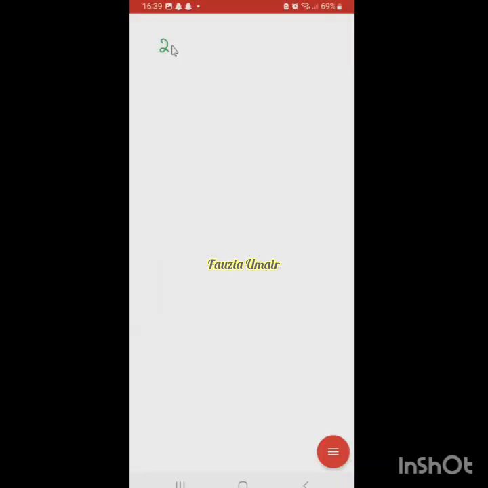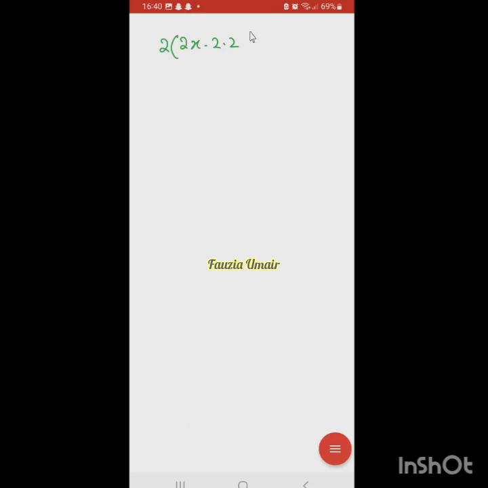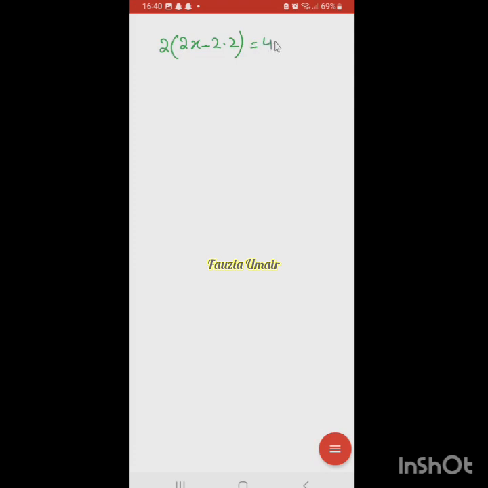So the F part is 2 multiplied by 2x minus 2.2, right? And what is equal? After equal, it is 4.6. So how to solve it? The answer is 4x minus 4.4. Very good. Equal to 4.6.